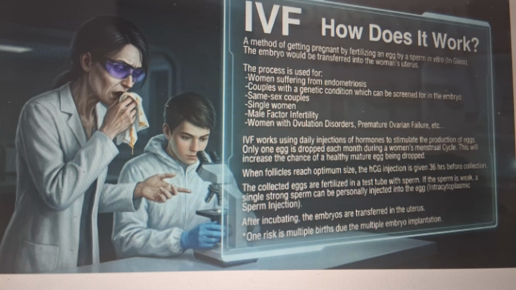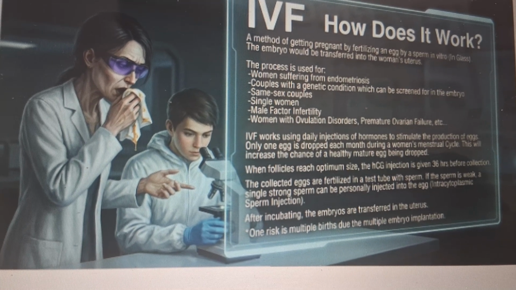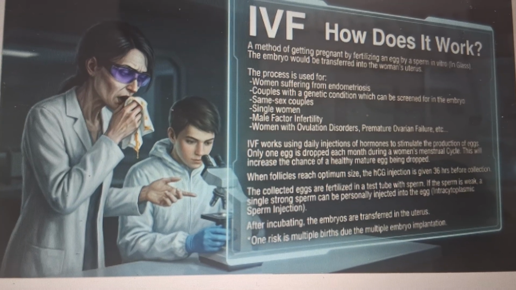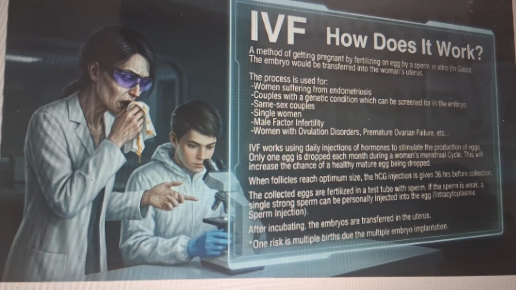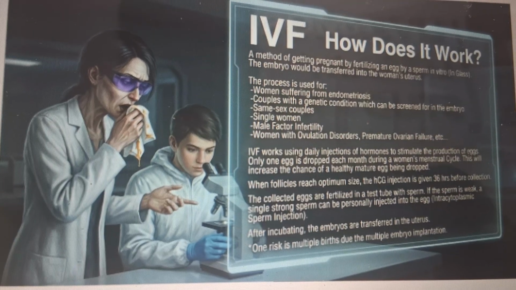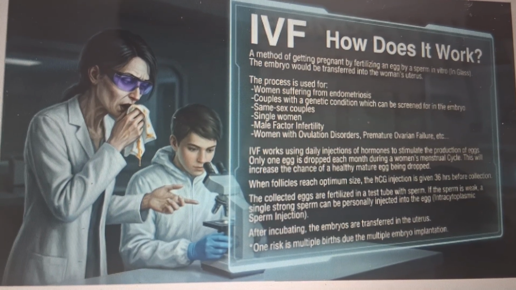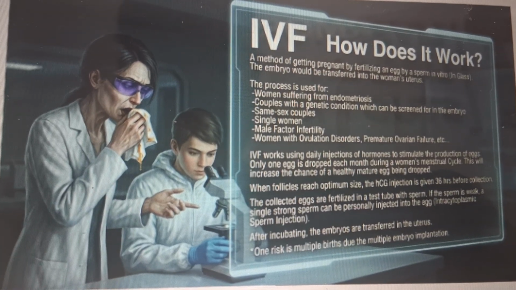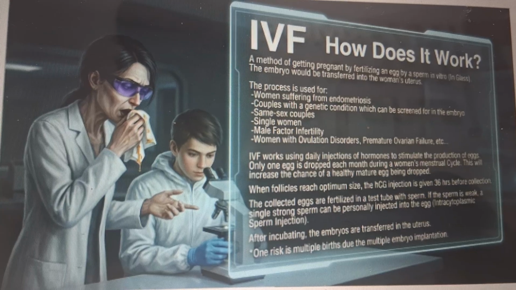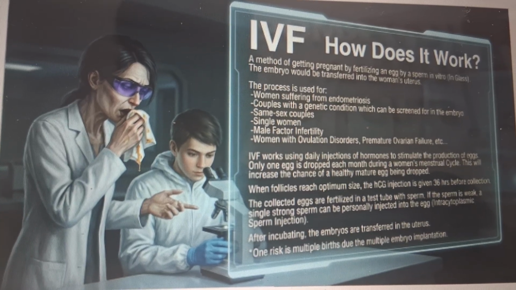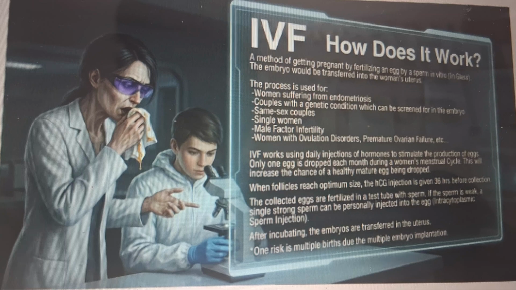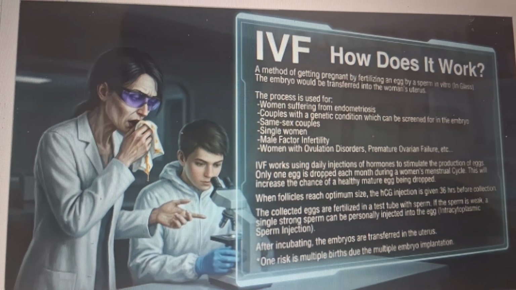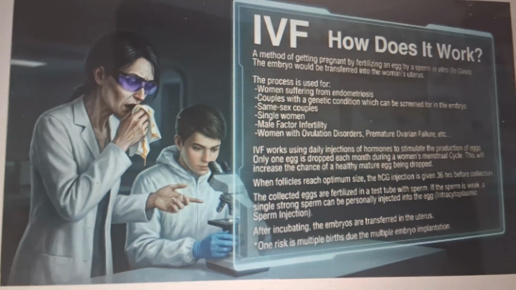The IVF process starts with hormone injections that stimulate the ovaries to produce multiple eggs instead of just one. When the eggs are ready, they are collected and fertilized with sperm in the lab. If the sperm is weak, a technique called intracytoplasmic sperm injection, or ICSI, can be used to inject a single sperm directly into the egg. After the fertilization, the embryos are allowed to develop for a few days, and then one or more are transferred into the uterus. One risk of IVF is multiple birth, since more than one embryo can be implanted.